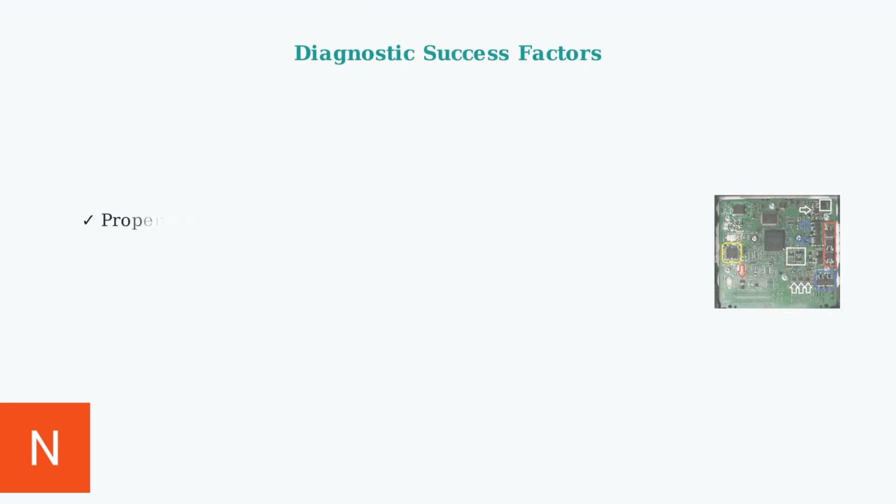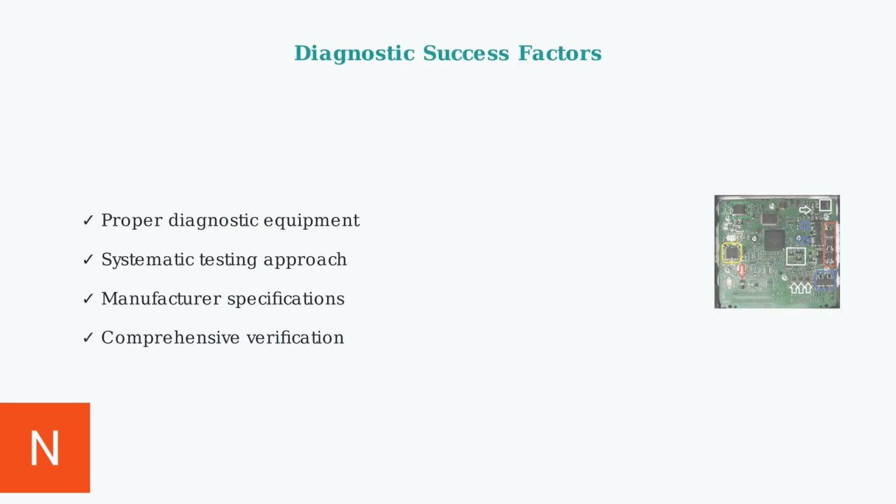Successful U1000 code diagnosis requires a systematic approach, combining proper diagnostic equipment, methodical testing procedures, and adherence to manufacturer specifications. This comprehensive process ensures reliable communication restoration in the vehicle's CAN network.